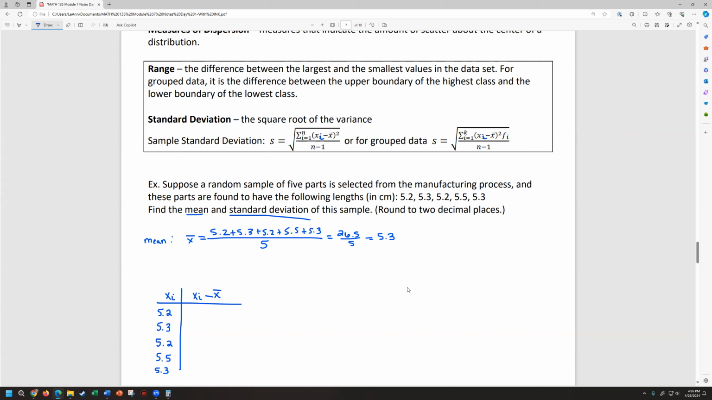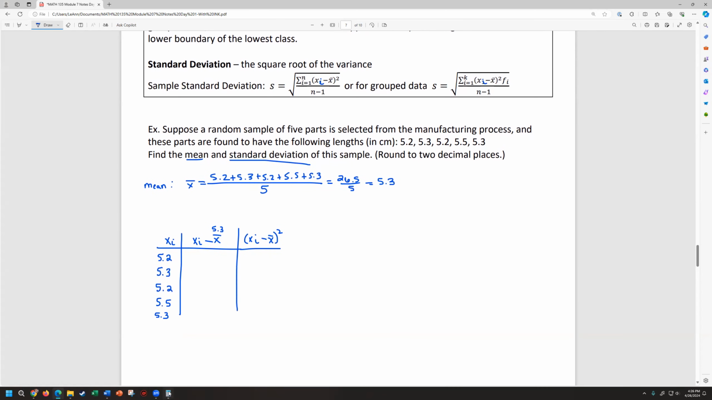The next line, we're going to take each of those items and we're going to subtract the mean from it. Remember, our mean was 5.3, okay? Because that's what we got up here. So we will work that out. And then we are going to square each of those little deviations, because this is called a deviation from the mean. And we square whatever answer we got in that previous column.